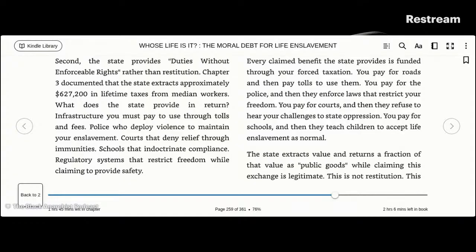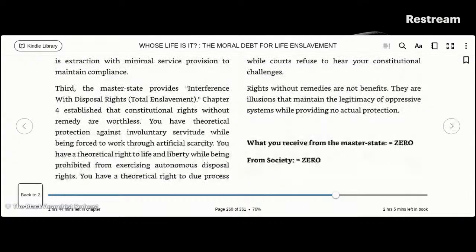Every claimed benefit the state provides is funded through your forced taxation. You pay for roads and then pay tolls to use them. You pay the police and then they enforce laws that restrict your freedom. You pay for courts and they refuse to hear your challenges to state oppression. You pay for schools and then they teach children to accept life enslavement as normal. The state extracts value and returns a fraction of that value as public goods while claiming this exchange is legitimate. This is not restitution. This is extraction with minimal service provision to maintain compliance. Third, the master state provides interference with disposal rights.